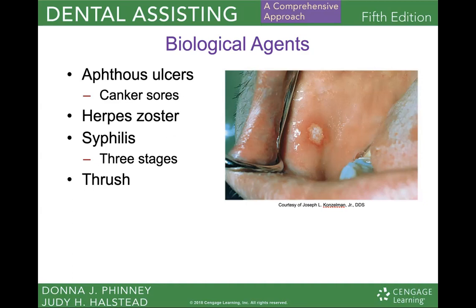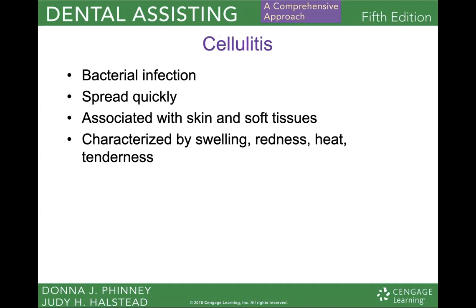Thrush is a common name for a fungal infection of candidiasis in children. It appears as a white, thick covering over the oral mucosal membranes and often originates as a newborn travels through the birth canal. Treatment includes wiping the involved area and applying topical antifungal drugs to the area. Cellulitis is just a bacterial infection that spreads quickly and is associated with skin and soft tissues. It's usually characterized by swelling, redness, heat, and tenderness.